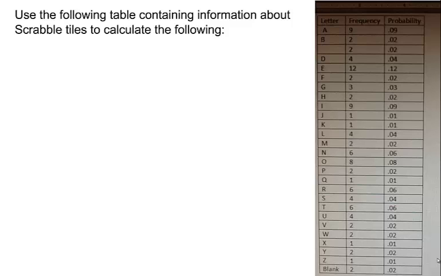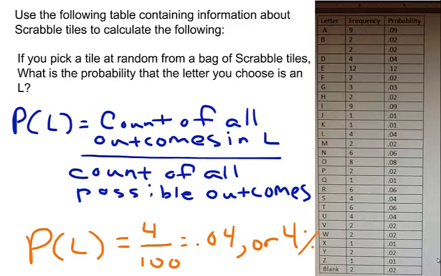To the far right, we have the probability for each. So, for example, if you were to draw 1 Scrabble tile from a bag at random, the probability of getting the letter L, for example, would be 4 out of 100, or 4%. Determining that the probability that the letter we chose was an L was pretty straightforward. We know that it's 0.04, or 4%. We use the formula for the probability of a single simple event, which tells us that the count of all outcomes in L divided by the count of all possible outcomes will give us our probability.